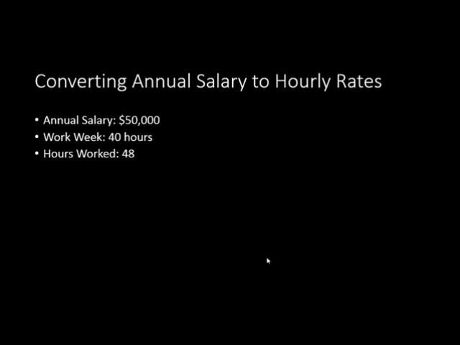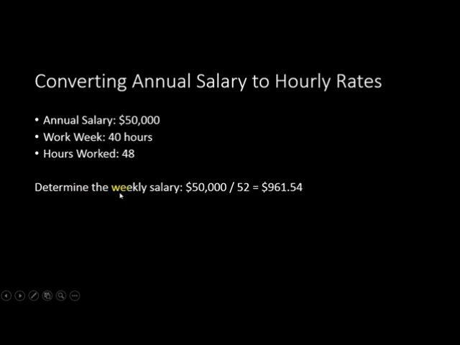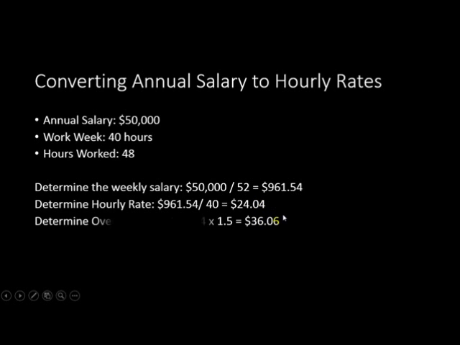Converting annual salary to hourly rates, we will need to determine what the weekly salary is, so we will divide by 52 to determine that. $19,961.54 is the weekly salary. To determine the hourly rate, divided by 40 gives us $24.04 per hour.